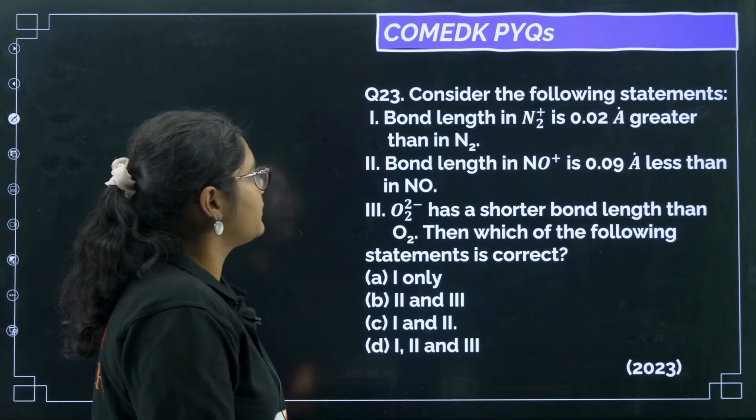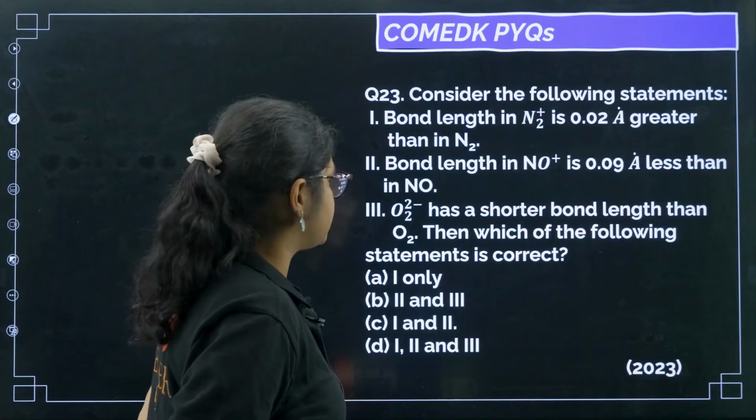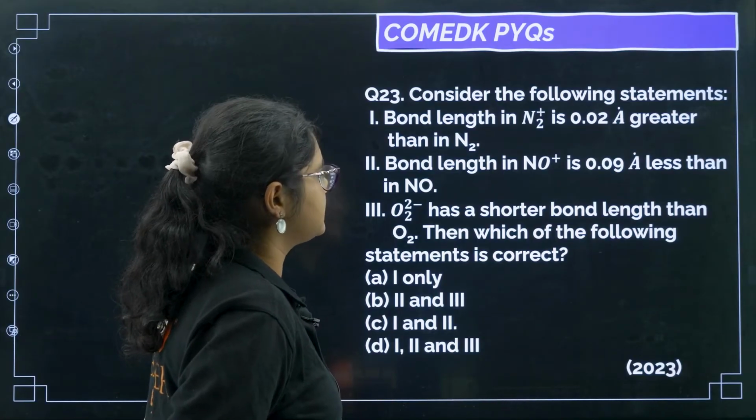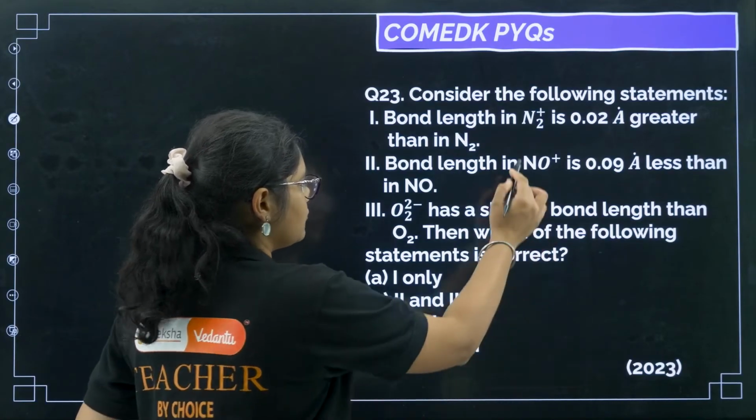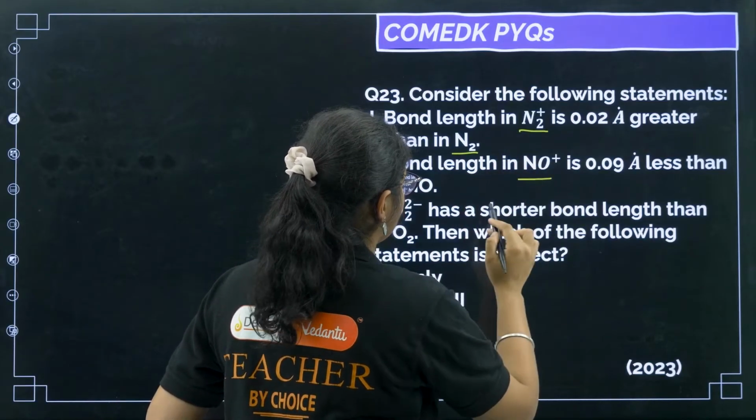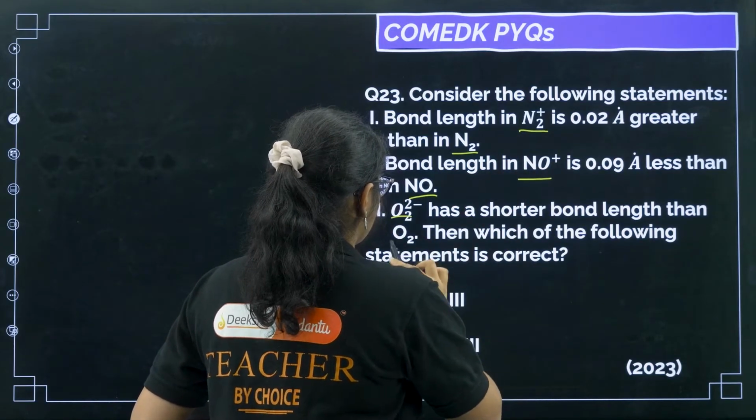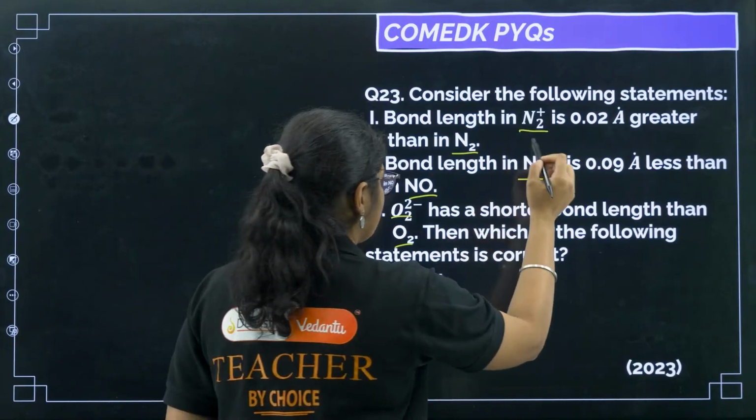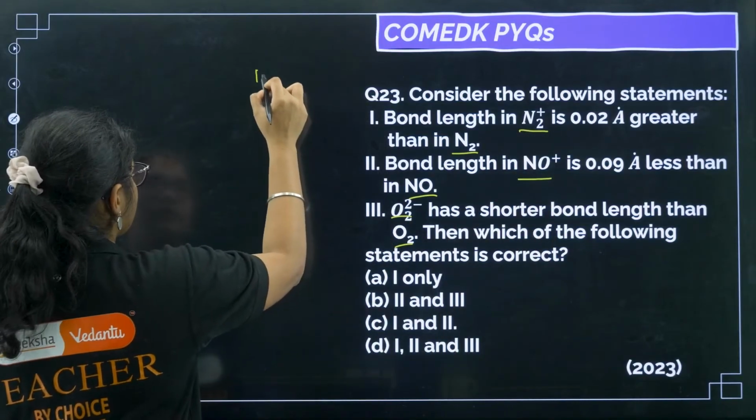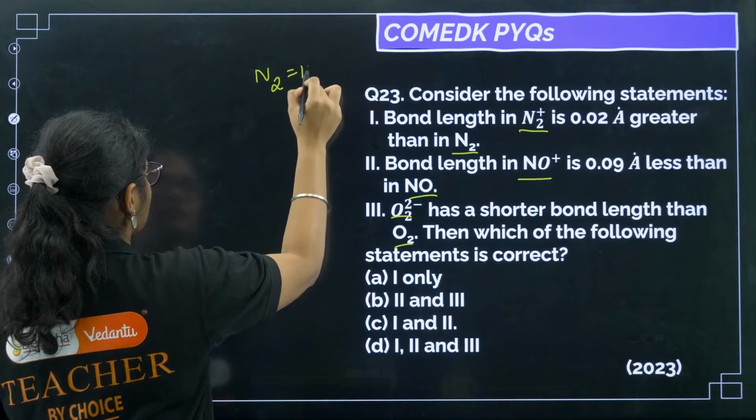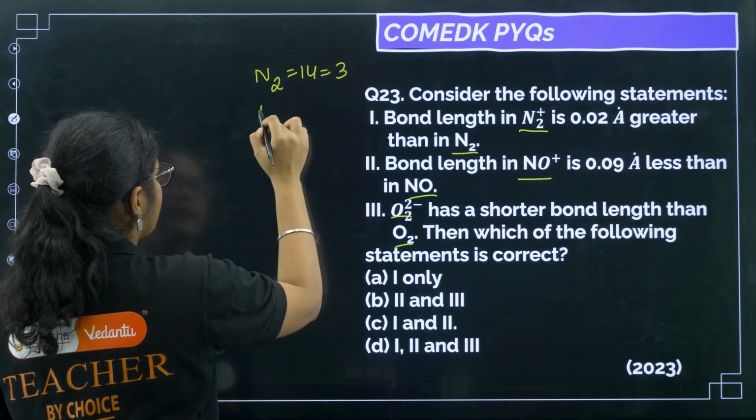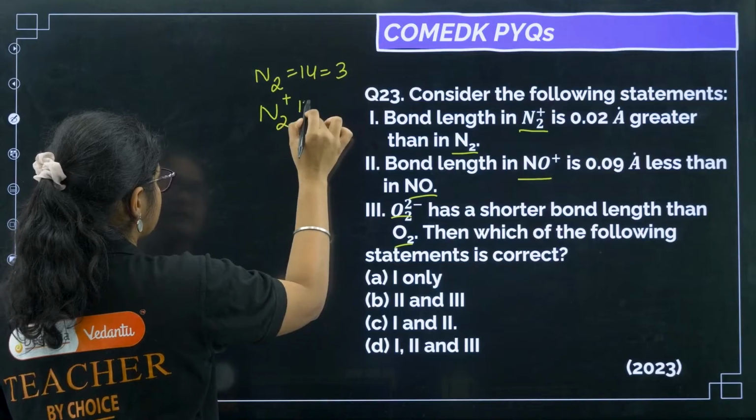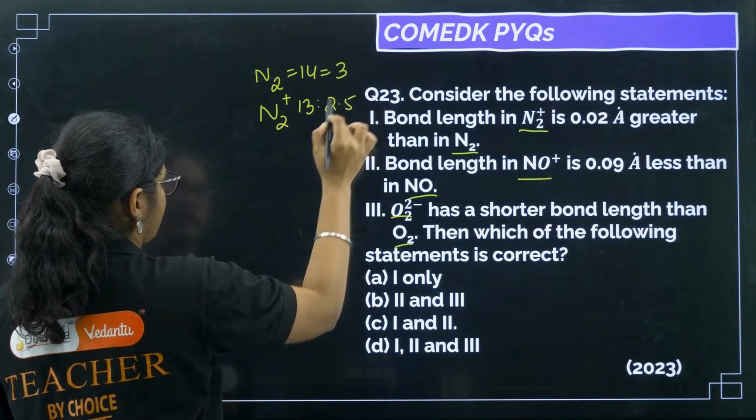Next question number 23. Consider the following statements. Bond length in N2 plus is 0.02. So we have N2 plus, N2 and NO plus, NO, O2 minus. We need to compare these statements individually. So let us first think N2. N2 is having 14, bond order is 3. N2 plus is having 13 and bond order is 2.5.